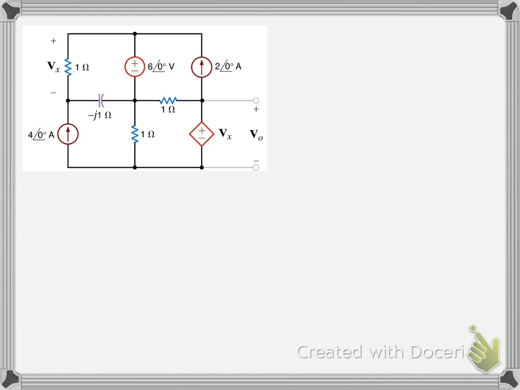In this presentation, I'm going to show you a solution for this problem, and we are asked to solve for Vx, or it could be Vo. Either of the two notations, you may denote your answer. And part of the solution is to determine the power supplied by Vx or Vo, and take note that it is a dependent source.